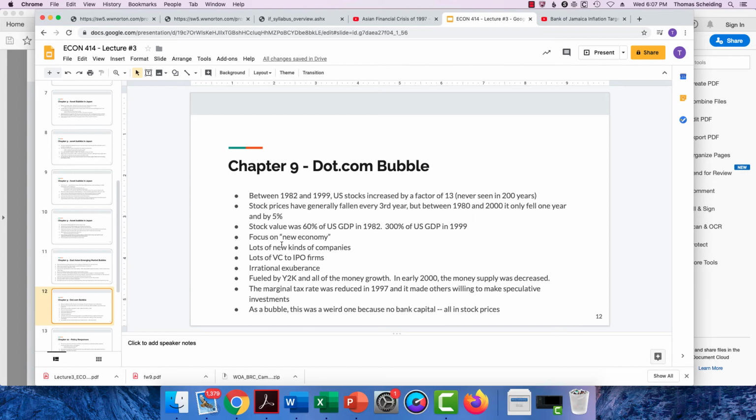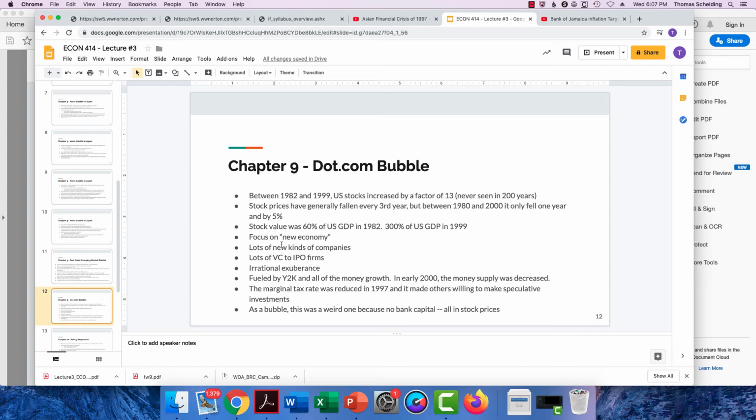This one was obviously more readily apparent. So between 1982 and 1999, as the book points out, U.S. stocks increased by a factor of 13. We've never, ever seen that. And it just kept going up and up and up. And the market capitalization of stocks was three times the size of the GDP. So everyone kept saying that this growth could keep happening because the economy was new. The internet was changing everything.